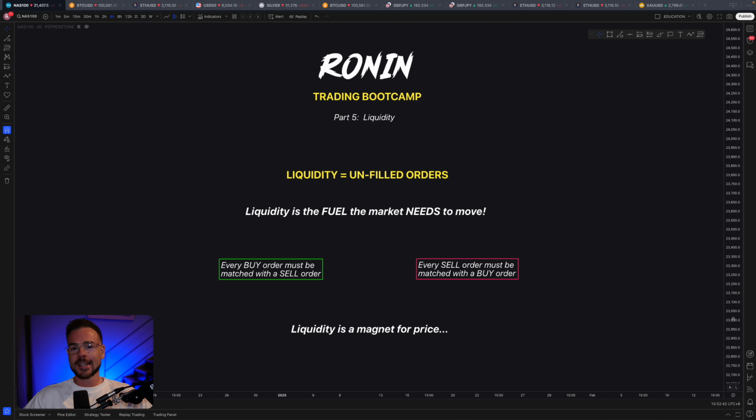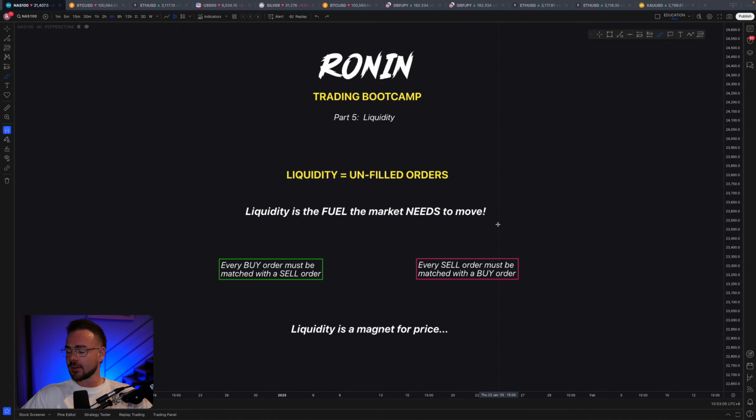First, let's look at what liquidity is. In its simplest terms, liquidity is unfilled orders in the market. Now, these can come in different forms and we'll get stuck into that, but it's really important to understand that liquidity is unfilled orders. Liquidity is the fuel the market needs to move.